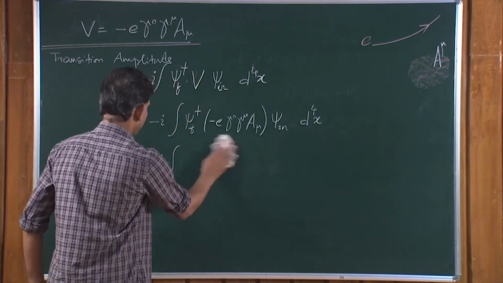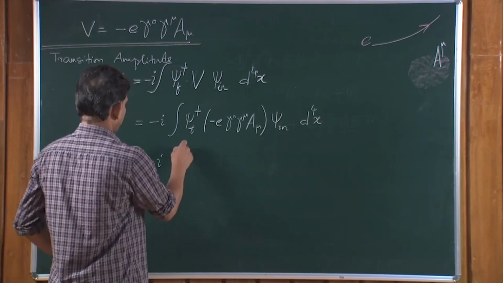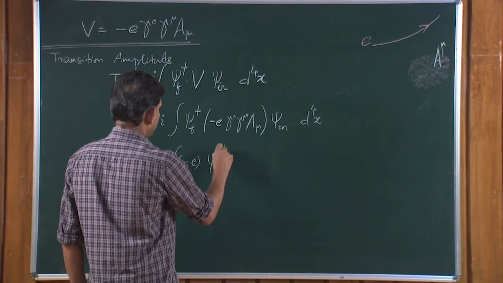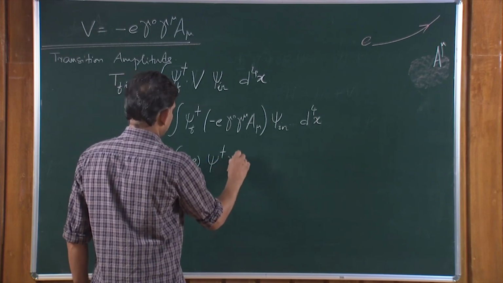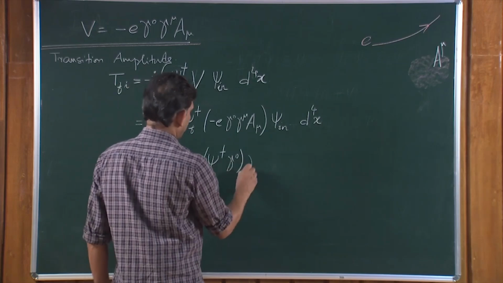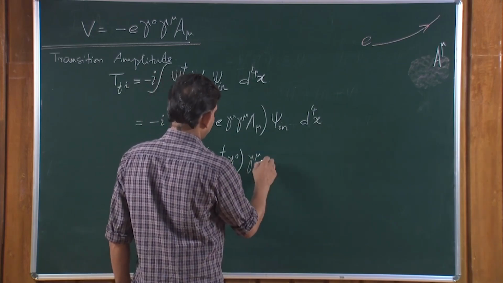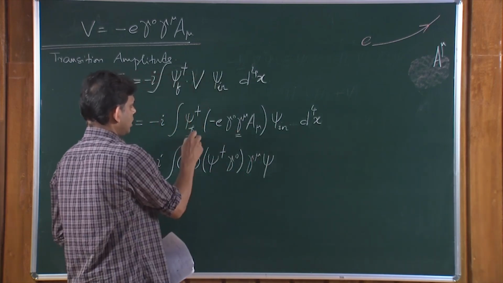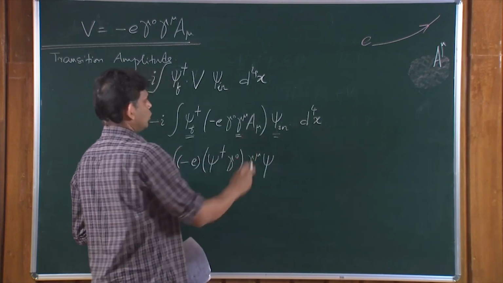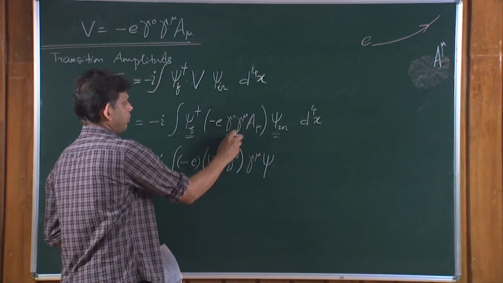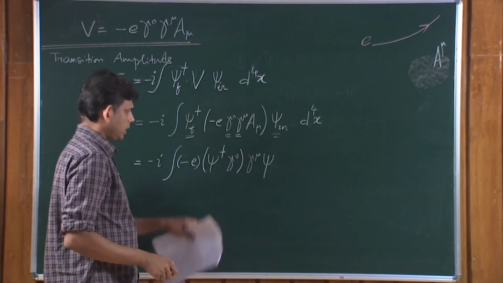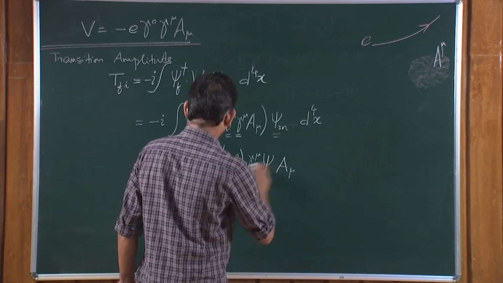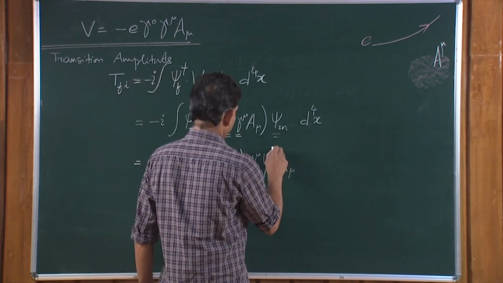Even minus E I can take out. So, let me do it this way. I have an integral minus E psi dagger, then there is a gamma 0 and there is a gamma mu, and A mu I can take out. These are matrices in the Dirac space, but A is not, so A I can take out, E I can take out. So, I will be able to write it in this fashion. This is what I have.